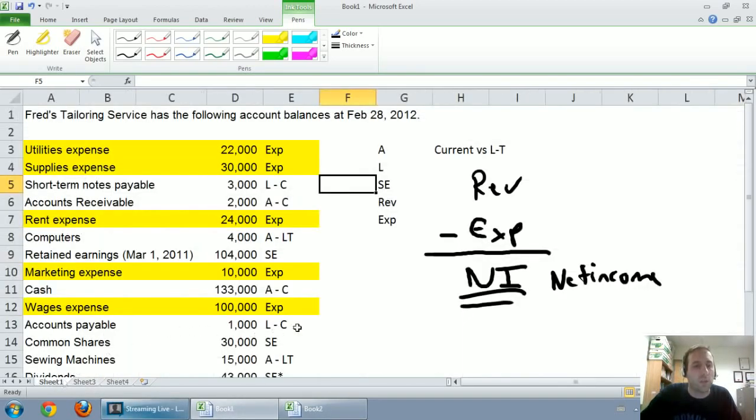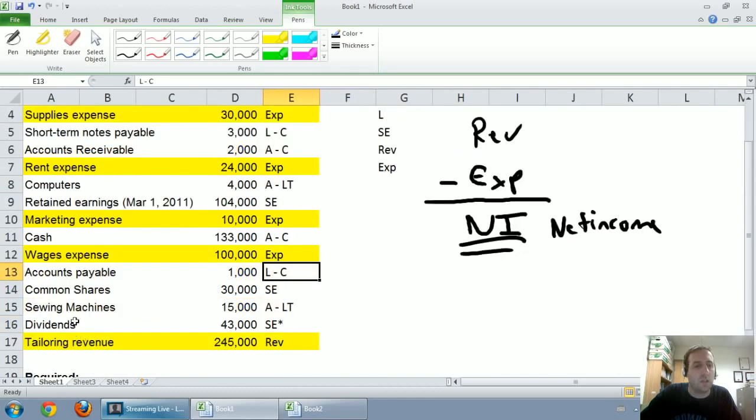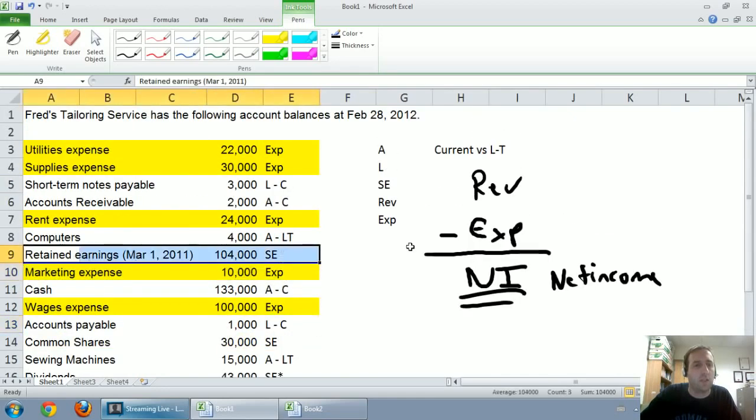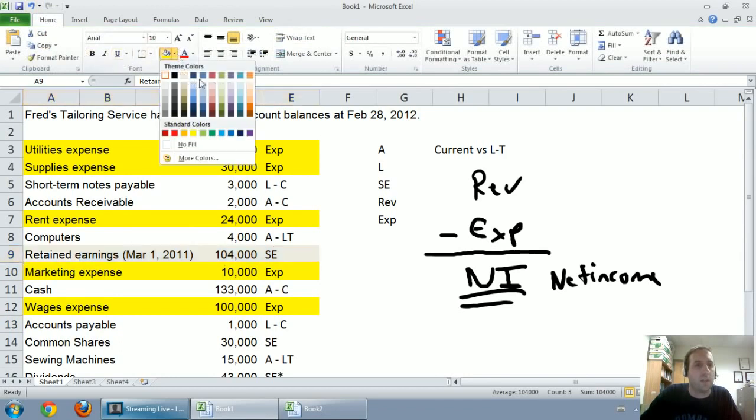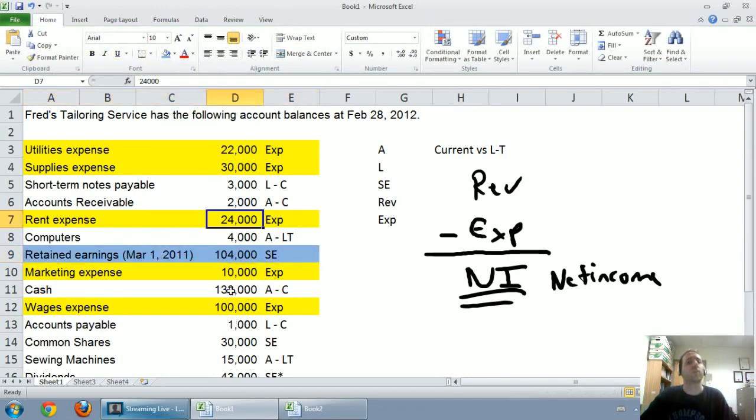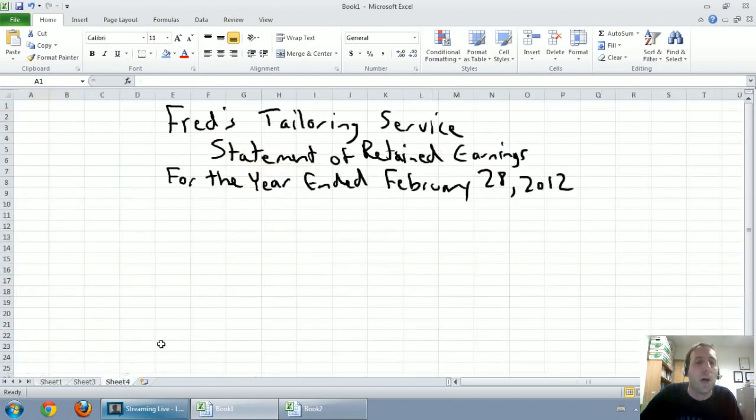Let's take a look at what we're dealing with. We have retained earnings. We noted that was shareholders' equity. Here it is. I'm going to make that a blue color. Retained earnings was 104 grand, on March 1st, 2011. That's the start of this fiscal year. If the fiscal year end is February 28th, 2012, the first day of the year was March 1st, 2011, and you can see there are 365 days in between. Ignore leap years. I just had a little mini heart attack. Just ignore the effect of leap years.